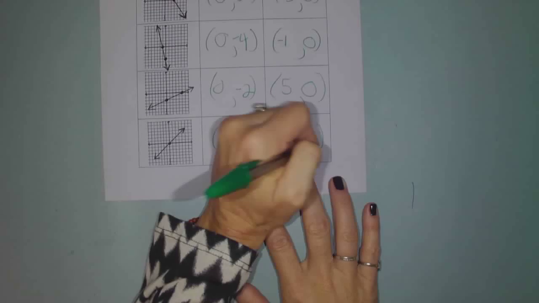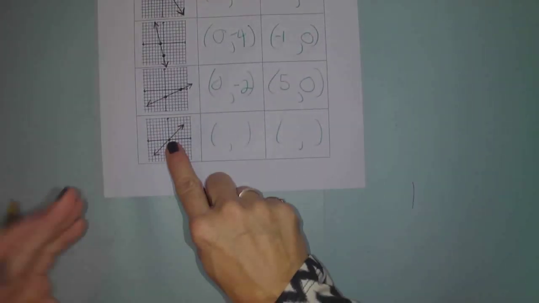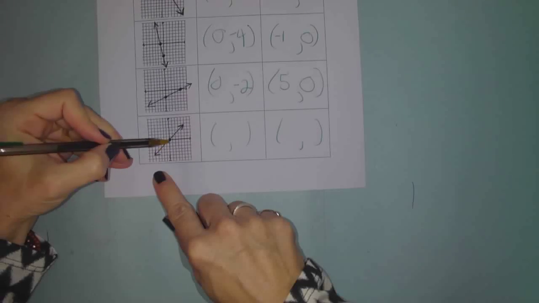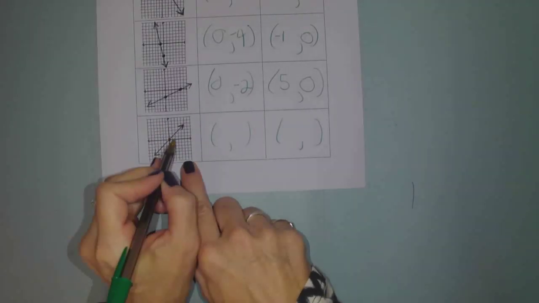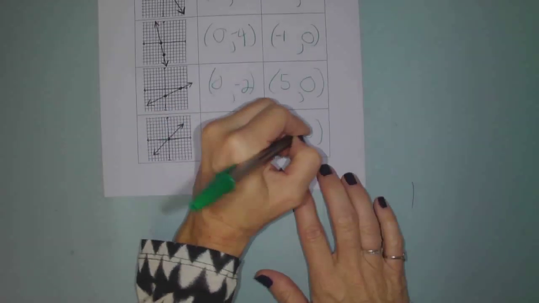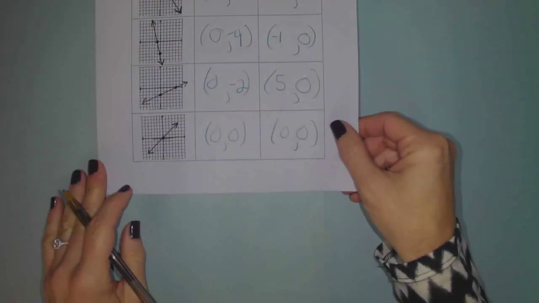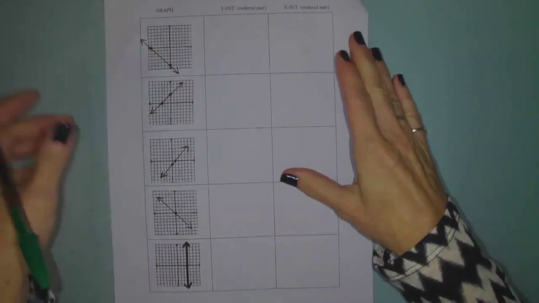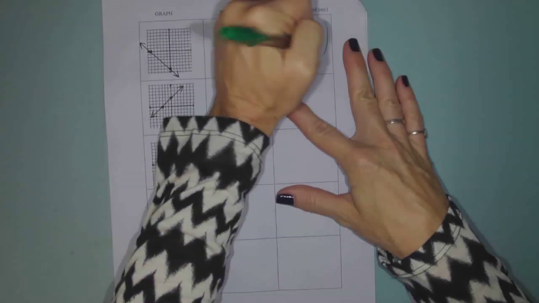Okay, this last one here on this page, look at this origin. It crosses both the y-axis and the x-axis at the origin, so I'm going to put 0, 0 down for both. Beautiful. I told you it was easy. Okay, we got one more side to do here.